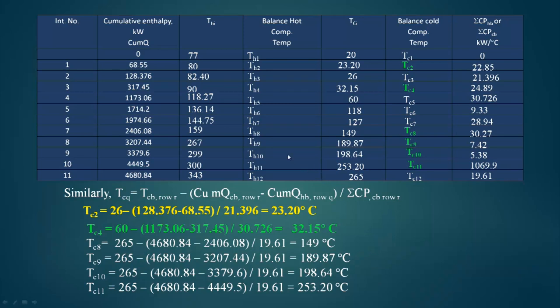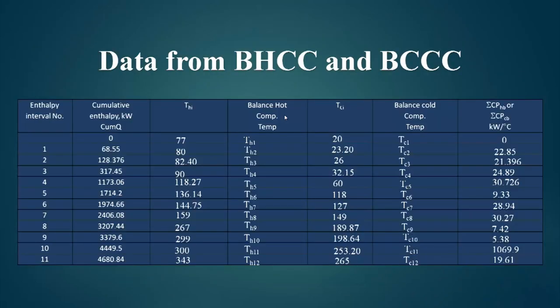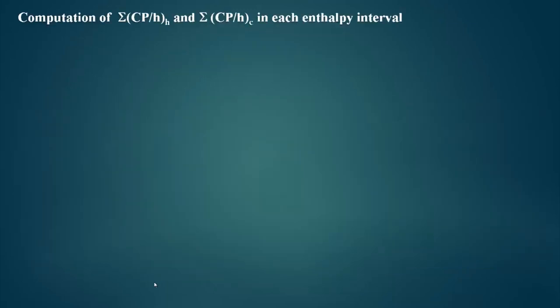Now, we are able to compute all the unknown temperatures of the balanced hot composite curve and all the corresponding temperatures in the balanced cold composite curve, and this is required to find out the LMTD for all the enthalpy intervals of the balanced composite curve. So, this work is now finished. So, we will go for computation of area. So, these values are filled up here and we will use this table to compute the area target.